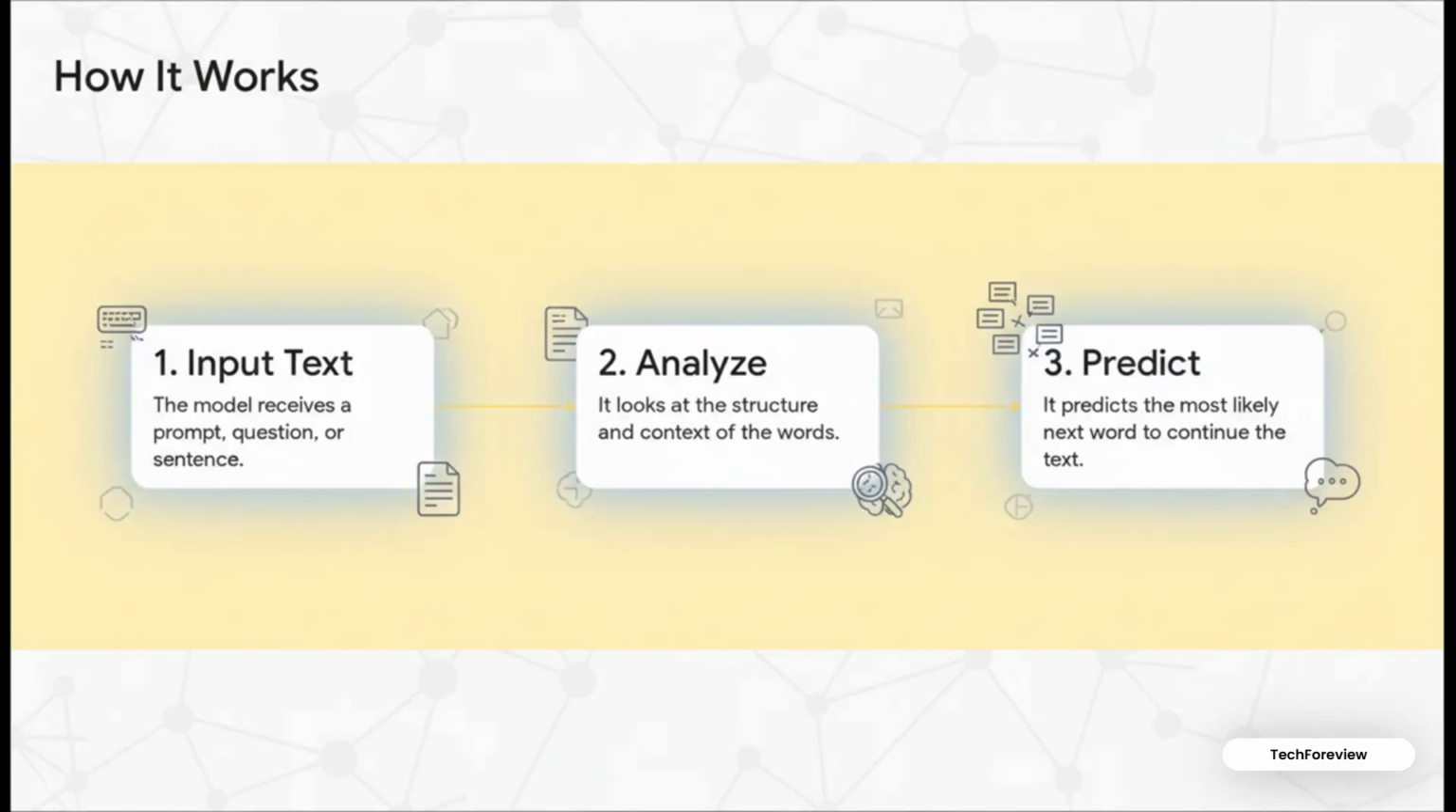So how does it do that? Well, at a really high level, the process is pretty straightforward. First, it takes in some text, that's your question or your prompt. Then it analyzes that text for patterns, looking at its structure and its context. And based on all that, it just predicts the next word.